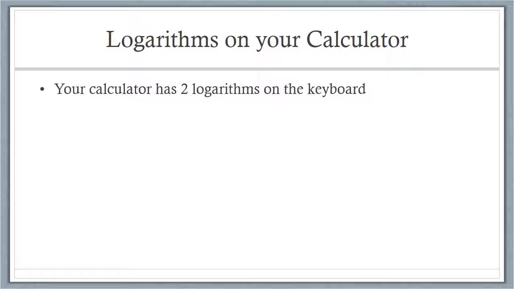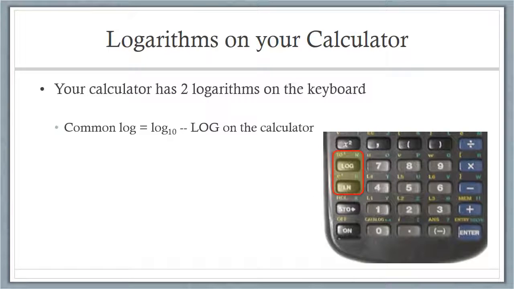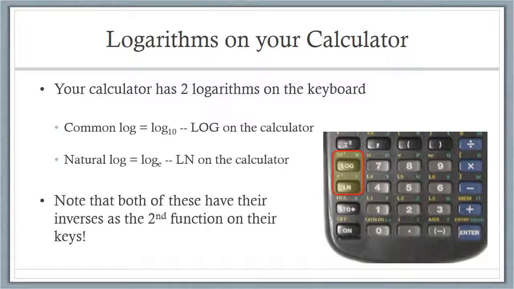Now your calculator has two logarithms on the keyboard. They're both right, one above the other. The first one is the common log, which is base 10, and that's the one that just says log. The second one is the natural log, which is base e, and that is ln. And notice that the second functions for both of those are their inverses. Log is base 10, and its second function is 10 to the x. Natural log is base e, and its second function is e to the x. So that really helps you remember which goes with which. Now, these two keys only work for base 10 and for the natural base, not for any other bases. So don't try to use them for bases other than 10.